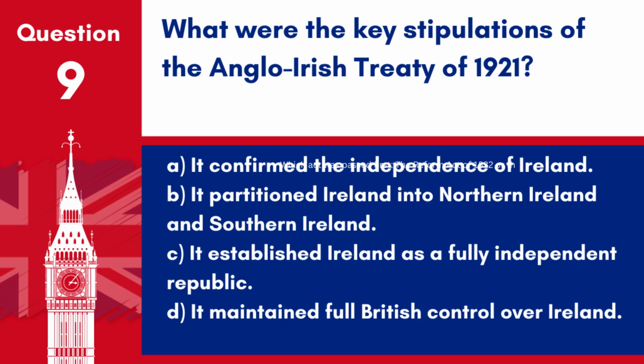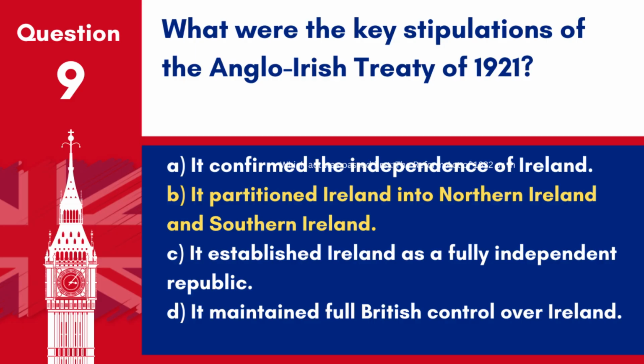A. It confirmed the independence of Ireland. B. It partitioned Ireland into Northern Ireland and Southern Ireland. C. It established Ireland as a fully independent republic. D. It maintained full British control over Ireland.